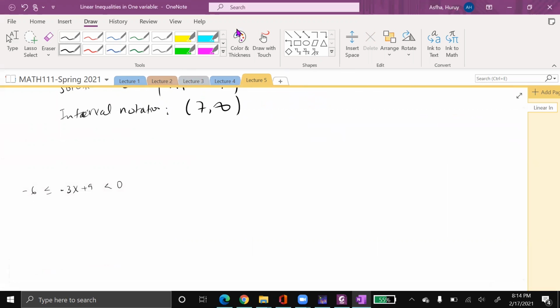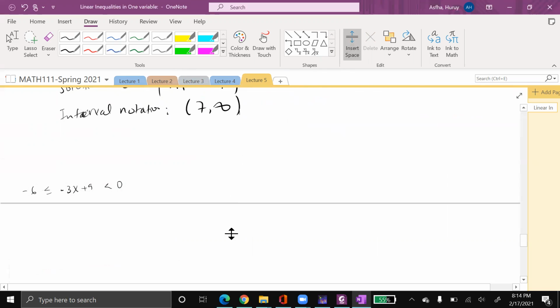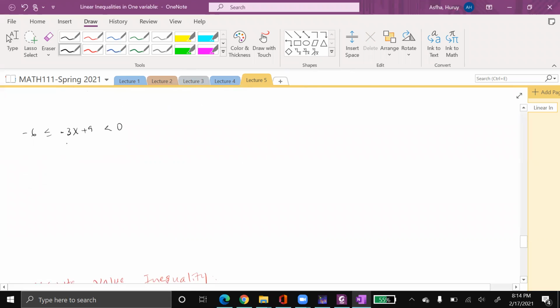Okay, and then we have this type of inequality. So here the inequality is not separate. We have both inequalities in one expression, in one sentence or in one statement. And how do we deal with this kind of thing? So here we do the operations in all three separate parts. Now let's try to solve this one.